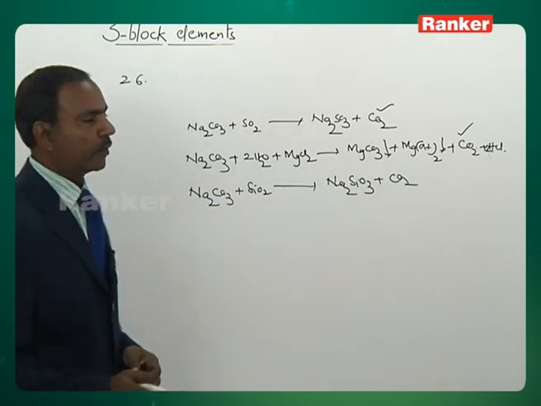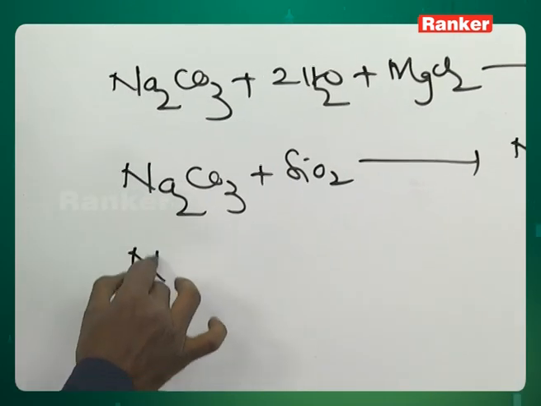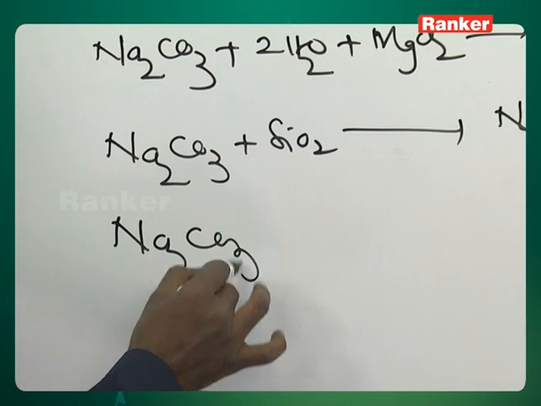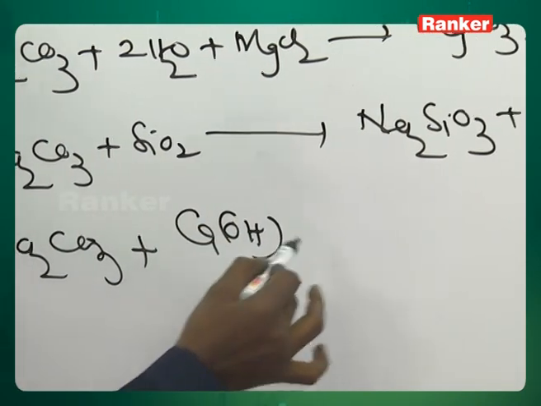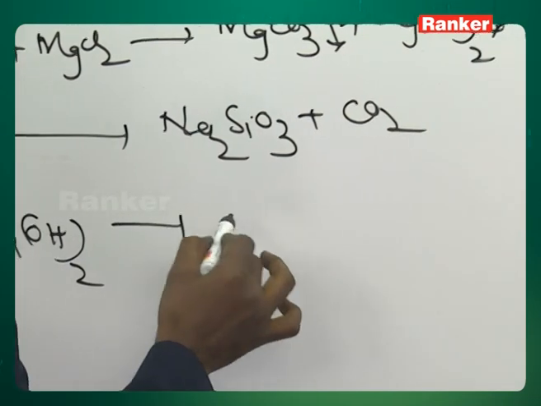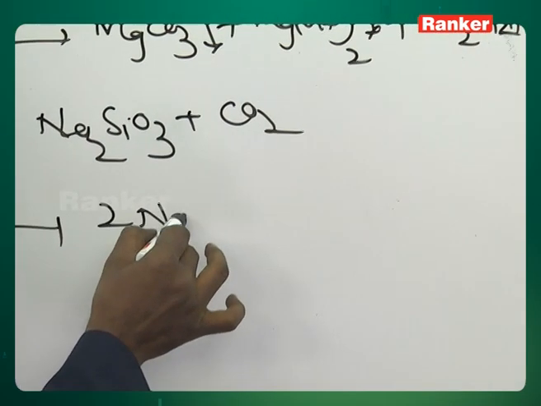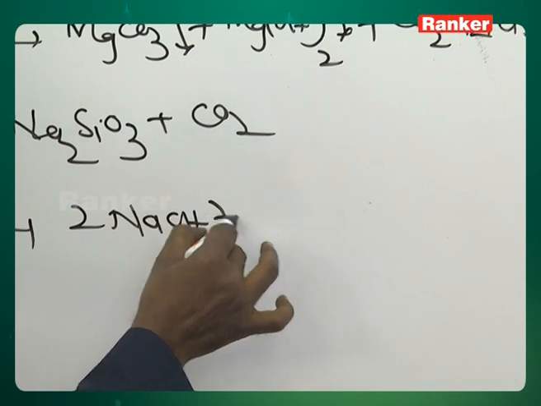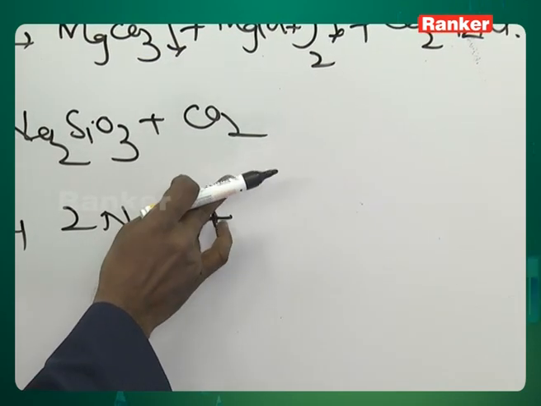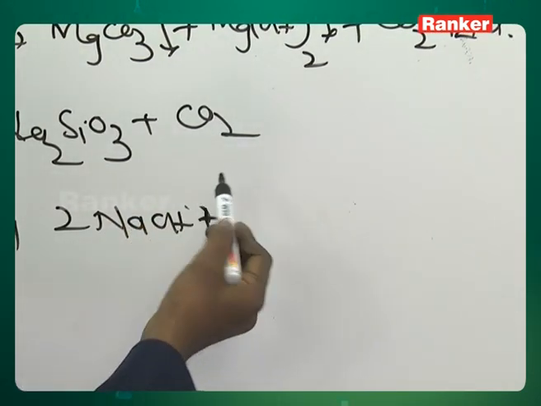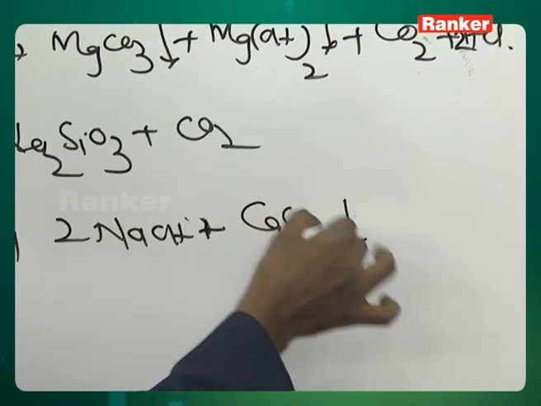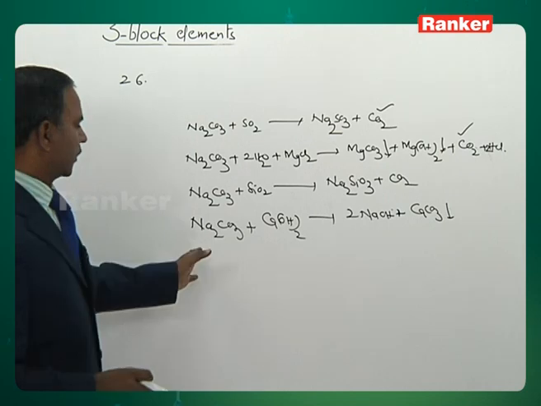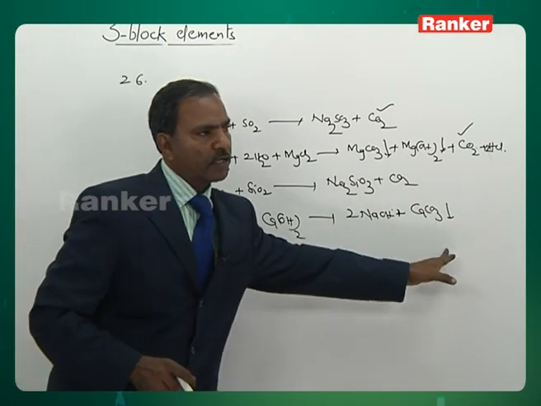Coming to the next one, sodium carbonate plus liquid lime or lime water, then you are getting 2NaOH plus calcium carbonate. But here there is no chance of getting any carbon dioxide.